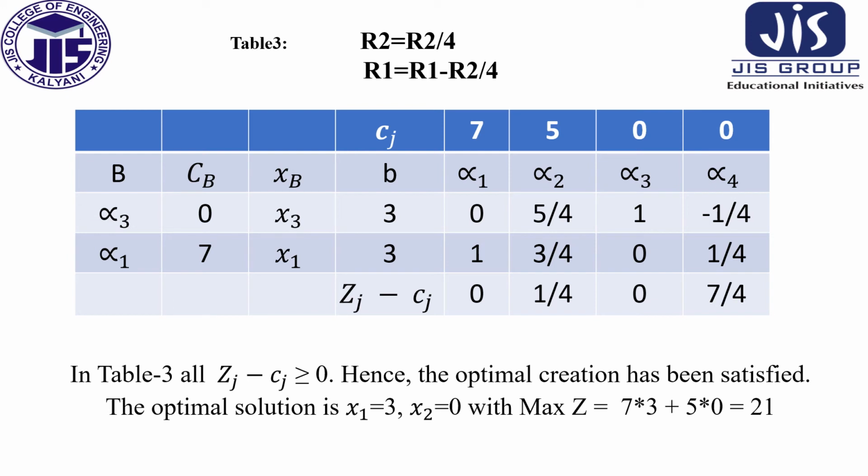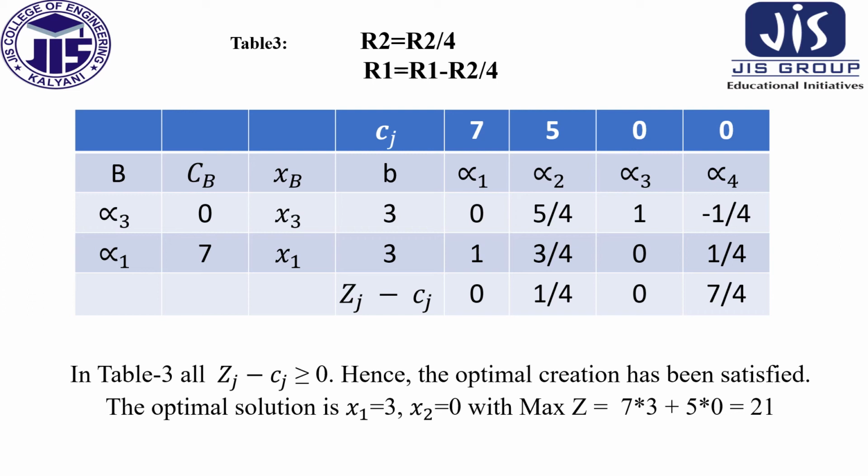Now to calculate the Zj minus Cj value, the formula is summation of CB alpha j minus Cj. So what will be the value? The Zj minus Cj value for alpha 1 will be 0 into 0 plus 7 into 1 minus 7. This value will be 0. For the second alpha 2 column, this value will be 0 into 5 by 4 plus 7 into 3 by 4 minus 5. So 21 by 4 minus 5. So this value will be 1 by 4. For alpha 3, this value will be 0 into 1 plus 7 into 0 minus 0. So this value will be 0.